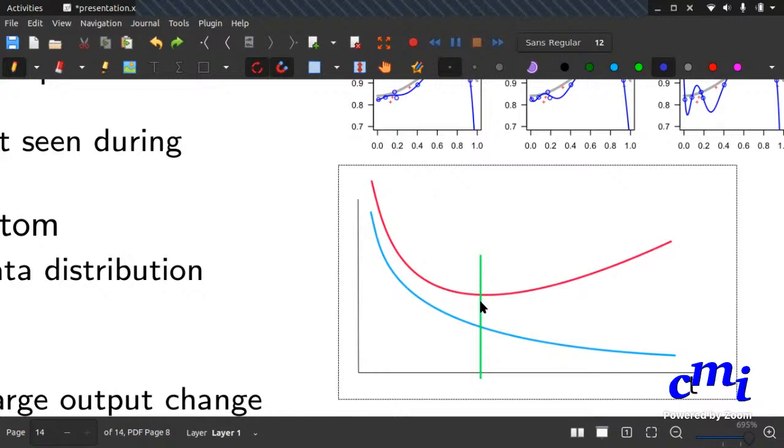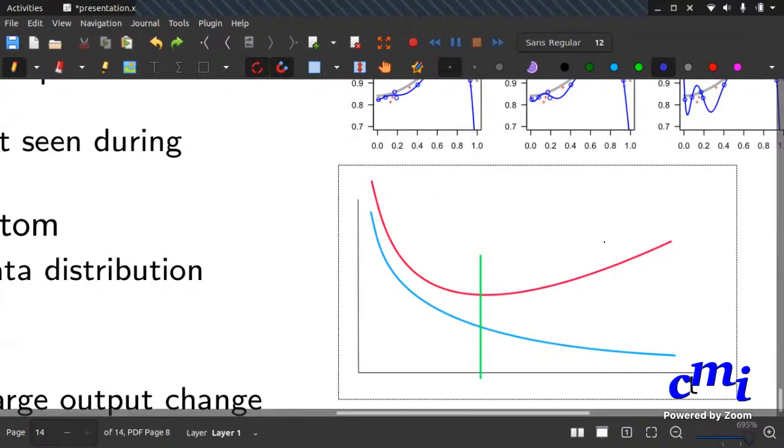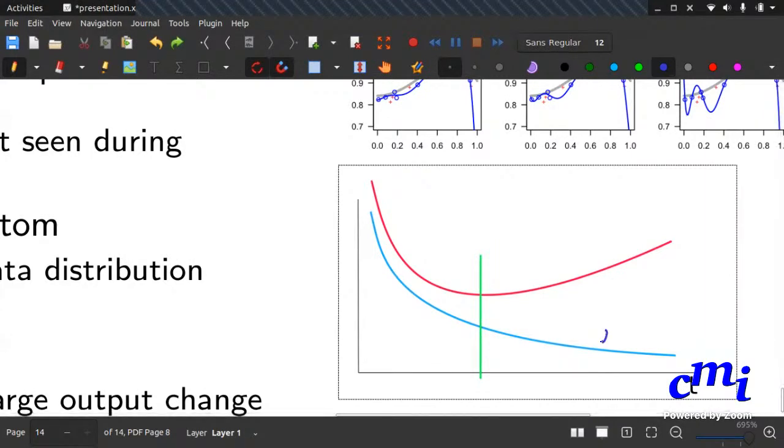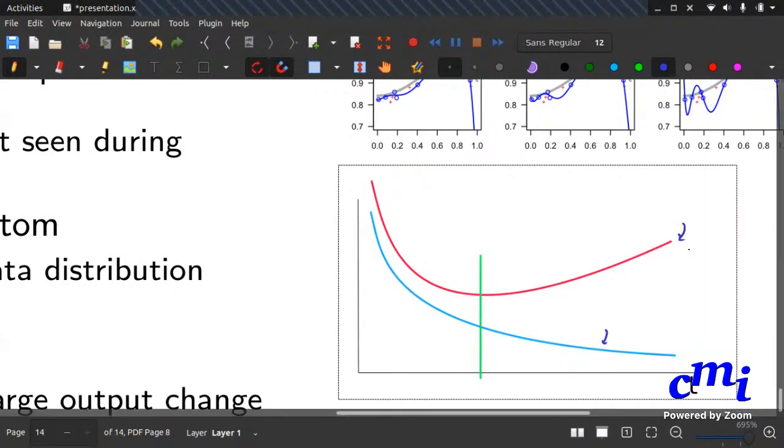So this is something that one has to be careful of when training a neural network, which is that you train it on some data set, and you also evaluate it on a separate data set. And whenever you see that the loss on this new data set is growing, you just have to stop the training process.